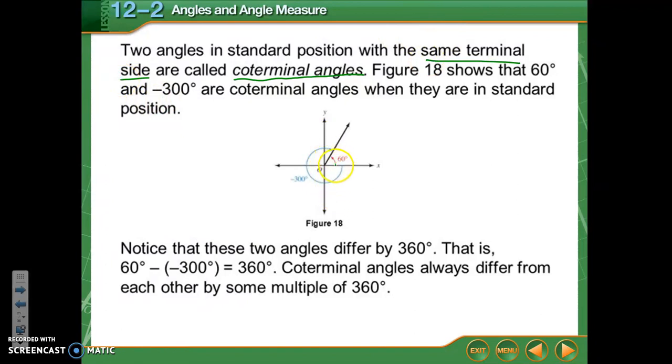So for example, here I have a 60-degree angle. I start at the positive x-axis and go up 60 degrees. If I go from the positive x-axis in the negative direction until I end at the same spot, I have a negative 300-degree angle. So 60 degrees and negative 300 degrees are coterminal. Coterminal angles are always different by multiples of 360 because I have to do a full rotation usually to get back to the terminal side.